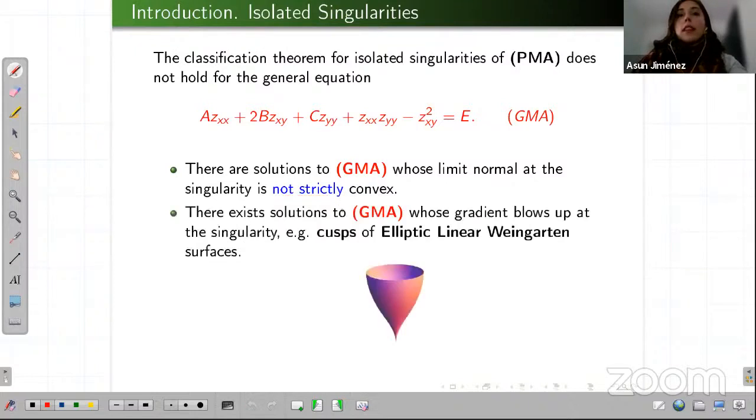And also there exist solutions, in particular for the case we are studying, elliptic linear Weingarten surfaces, for which the gradient blows up at the singularity. So you have a cusp, you don't have a well-defined tangent cone at the singularity. In this case, the normal becomes horizontal when you approach the singularity.